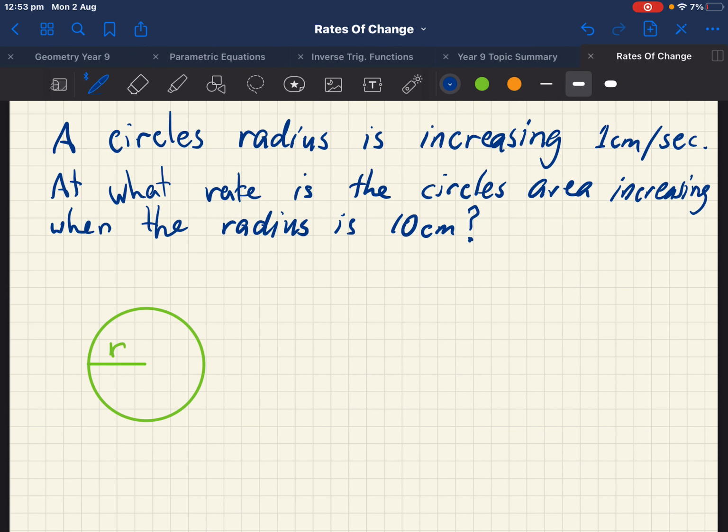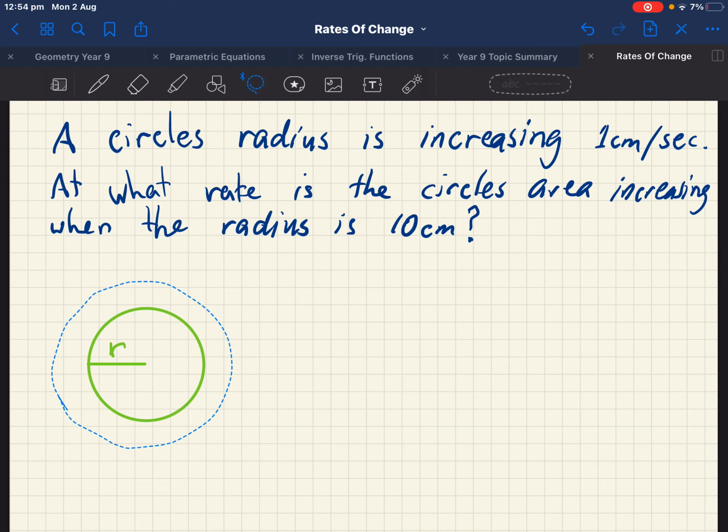All right, so we're just going to go straight in. I've got 3 different questions. By the end of these 3 questions, you should be pretty much set up to get going on your own. So the first one: a circle's radius is increasing at 1 centimeter per second. So there's a random circle here. That radius is going to be increasing 1 centimeter every second. Okay, so it's getting larger. At what rate is the circle's area increasing when the radius is 10 centimeters?